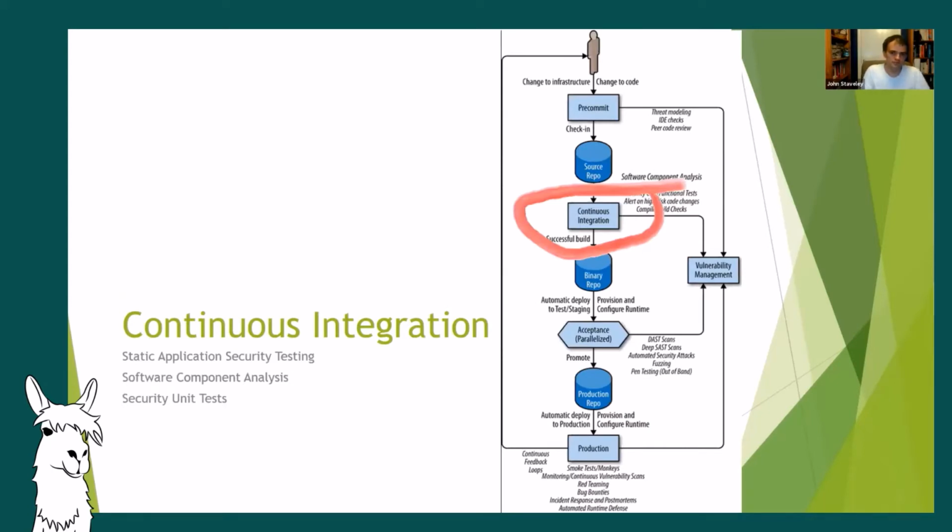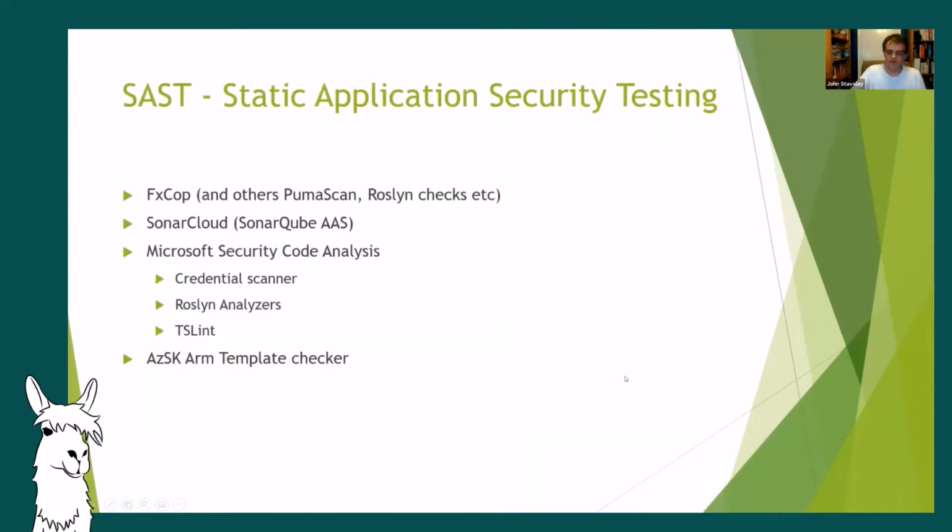So now we've done our design, we've checked in the code, we've got assets in the repo. Now we can do the continuous integration and build. So building the assets, I'm going to consider 3 things we can do here: static application security testing, component analysis, and security unit tests. So we're addressing each of those one at a time. So static application security testing, or SAST.